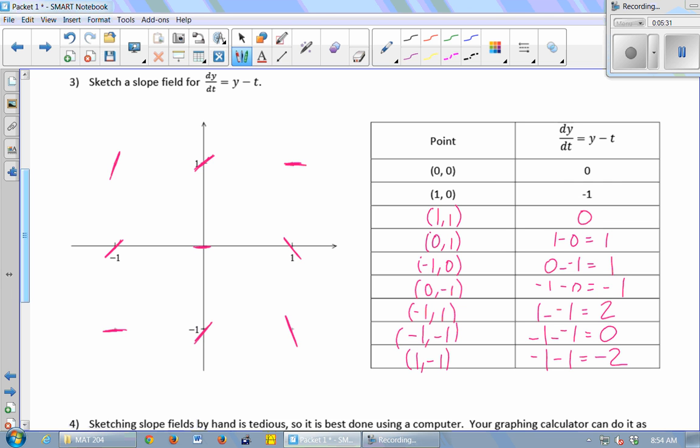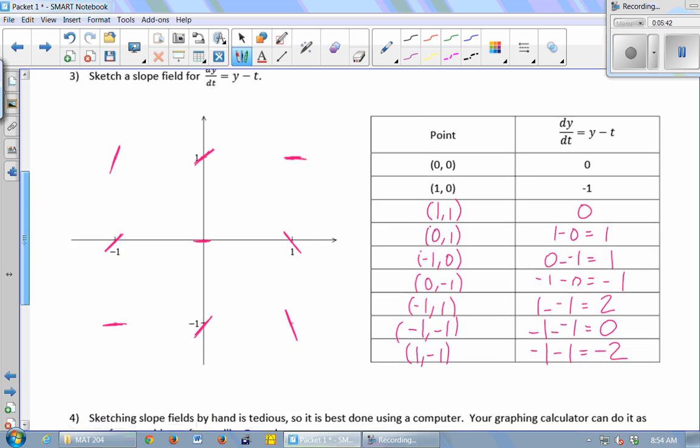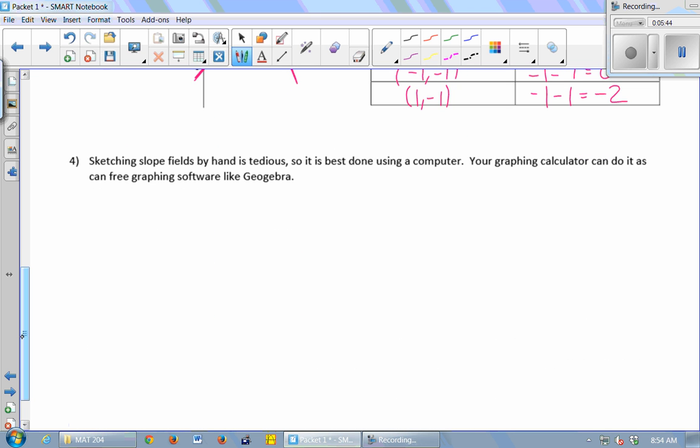So a computer is way better at doing this than we are. So I will rarely ask you to do this by hand. Like on a quiz, I might ask you to do 3 or 4 points just to show me you know what a slope field is. But in general, a computer is a much better tool for creating a slope field than drawing it.